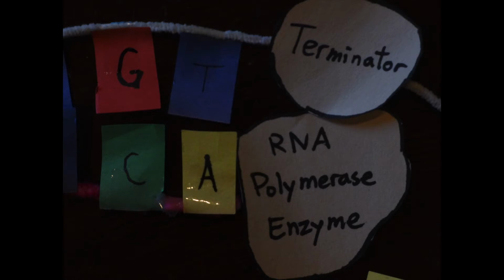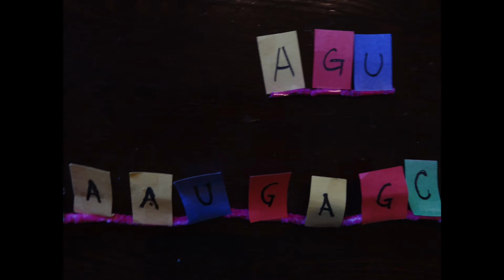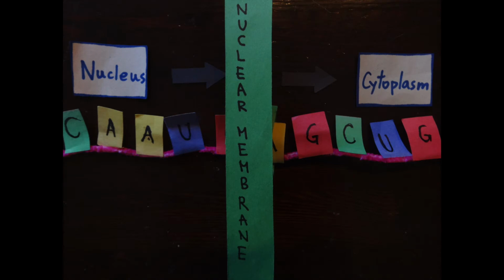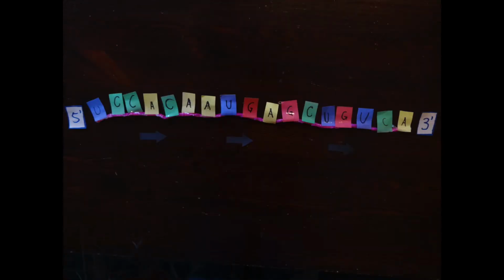Then, in post-transcriptional processing, the introns, RNA segments that don't code for proteins, are spliced out, and the remaining segments are called exons. The mRNA then passes through the nuclear membrane into the cytoplasm, where translation occurs. The translation process starts at the 5' end and ends at the 3' end.